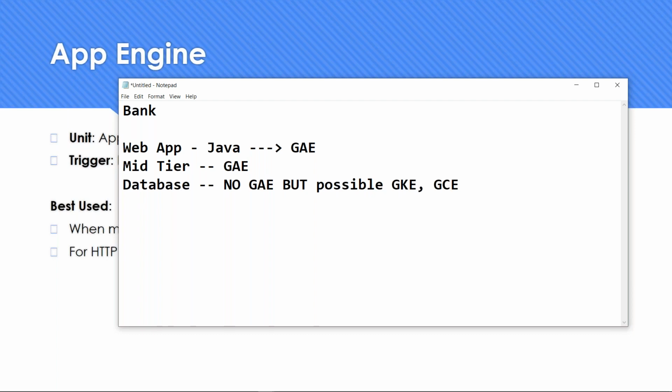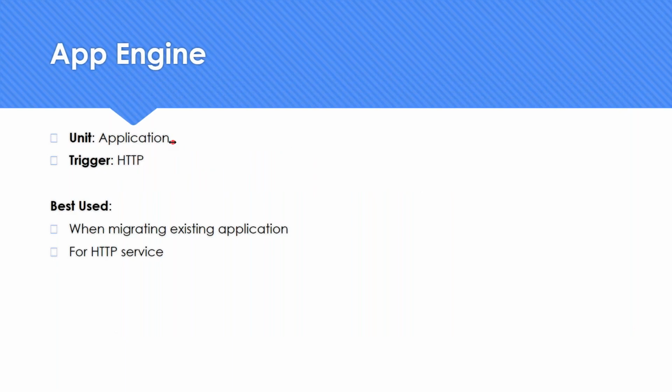So only web-based protocol, which should be HTTP or HTTPS. Simple, folks. So only that can be deployed on App Engine. So the smallest unit is always application, a web-based application. The trigger, you are going to call this via HTTP only, nothing else. So the best option for migrating any web-based applications is App Engine, basically.